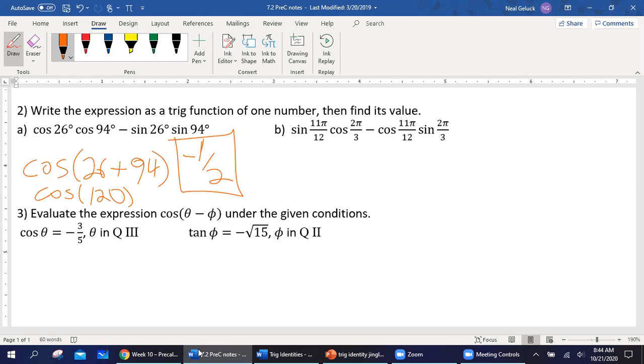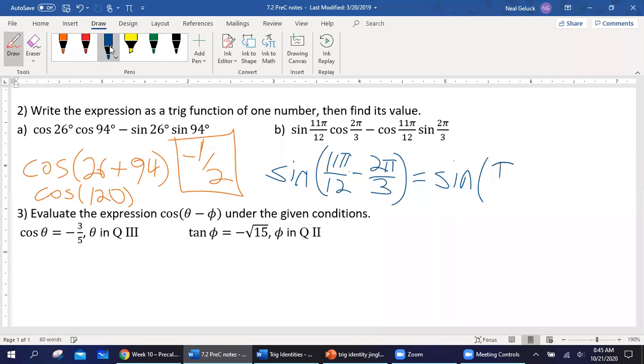For letter B, it goes sin cos, cos sin. That looks like sine. Sine keeps the sign, so it's going to stay minus. So it's 11 pi over 12 minus 2 pi over 3. If you get common denominators, that becomes the sine of 3/12, or the sine of 1 pi over 4, which is root 2 over 2.